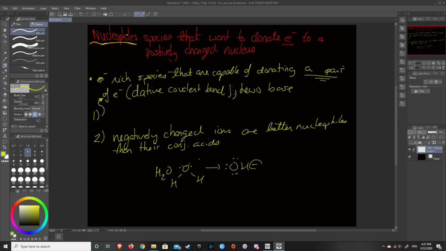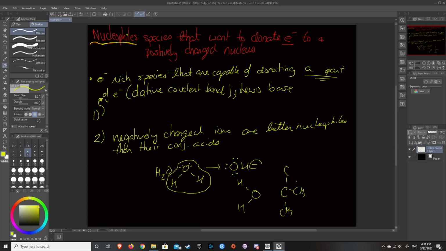If it donated the bond, it would change its charge. So if you imagined, right, you just had an OH- and some sort of carbocation. So let's just say a tertiary carbon.